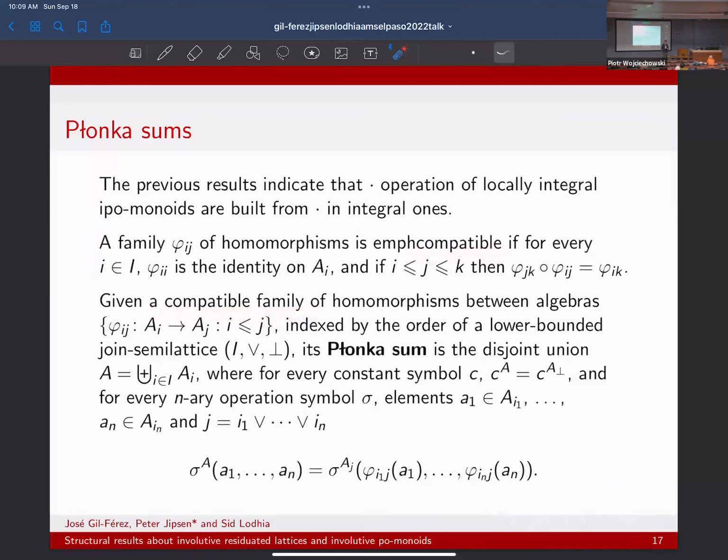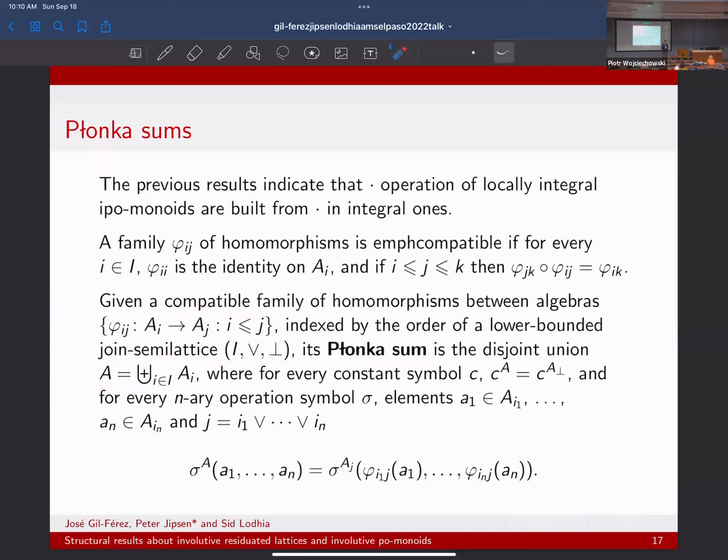And if you have a compatible family of homomorphisms between algebras, indexed by a join semilattice, which has to have a bottom element called bottom here, then you can construct the Plonka sum as the disjoint union of your components. And now we have to define the operations on this. This can be done in general for any signature.